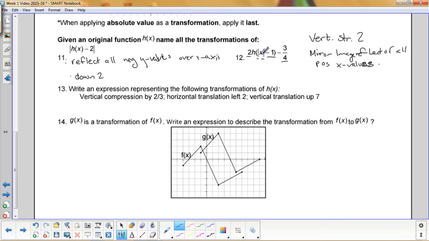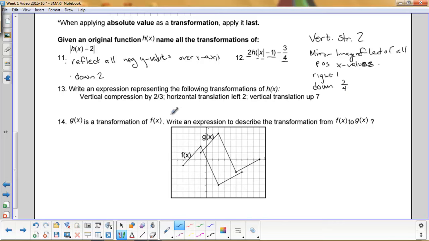And then I get to the negative 1. Notice it's still inside the parentheses. Inside is opposite of what I think, so that's going to be a right movement of 1. And then my parentheses end, and then the 3/4 shows up. So that means it's the same, and it's down 3/4 of a unit.